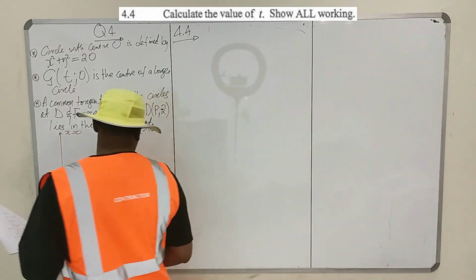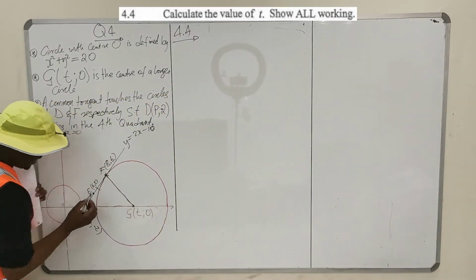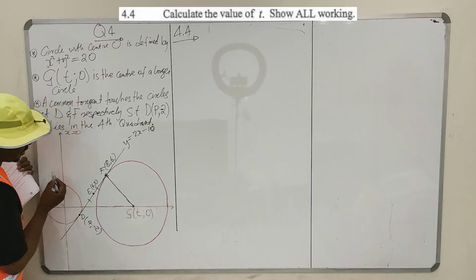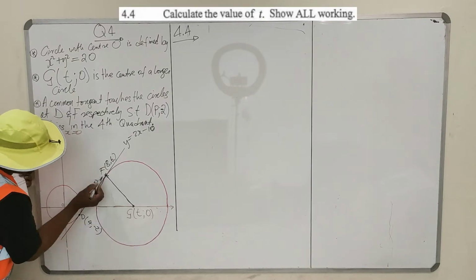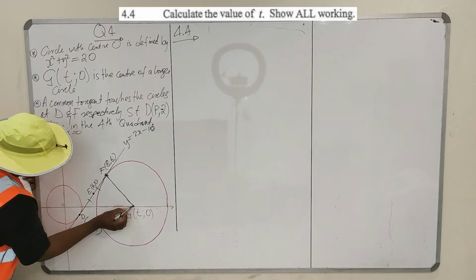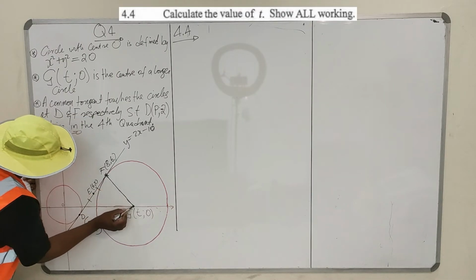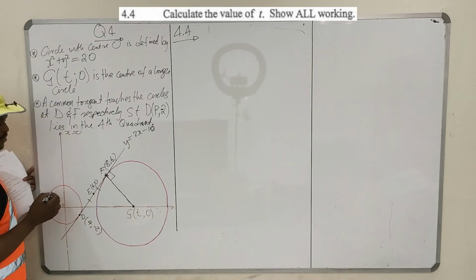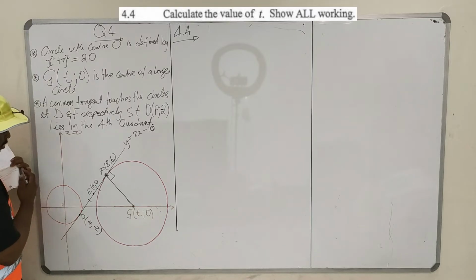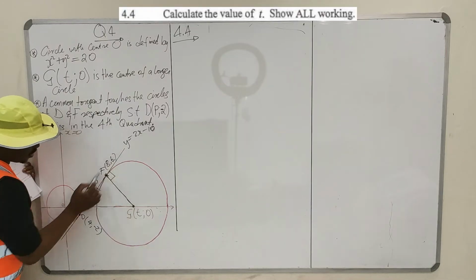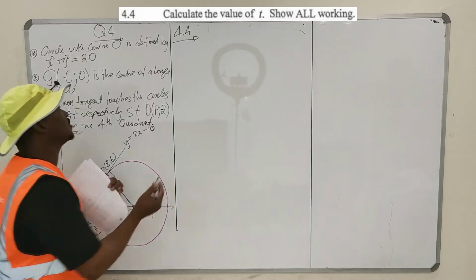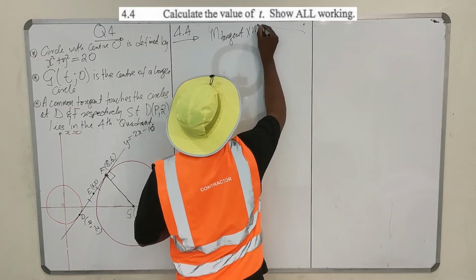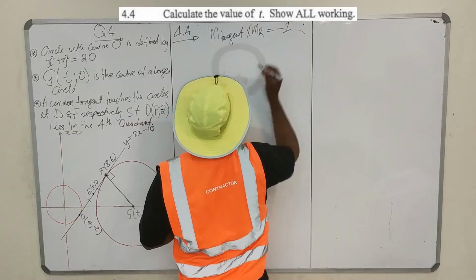So we can say, okay, t lies on this line here, right? You know that this line intersects the tangent here, and you know that the radius of this circle is perpendicular to the tangent, right? Which means the gradient of the tangent times the gradient of your radius should be equal to minus 1, right?